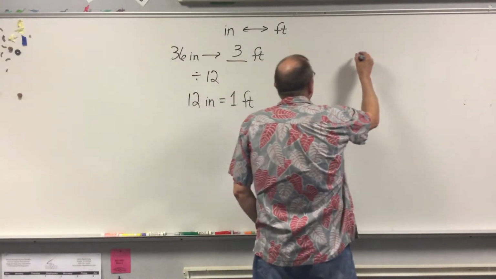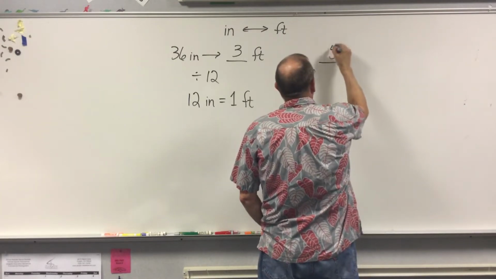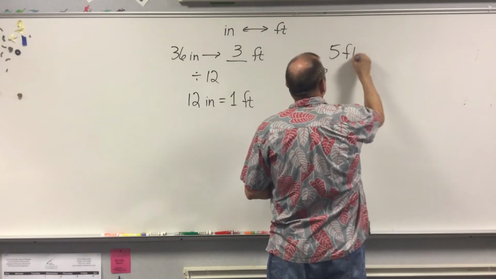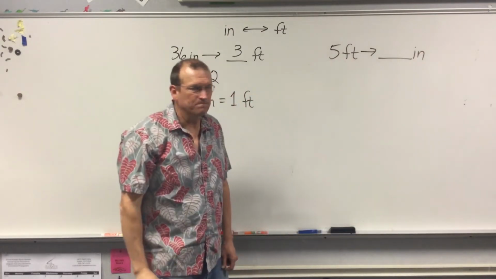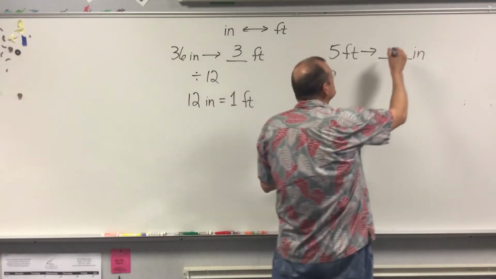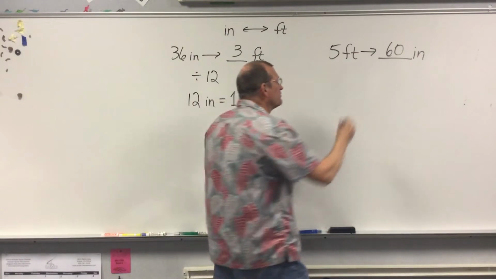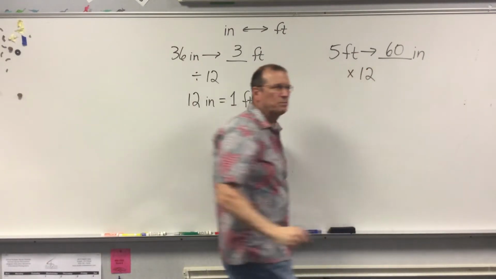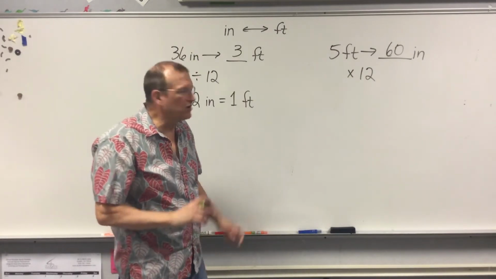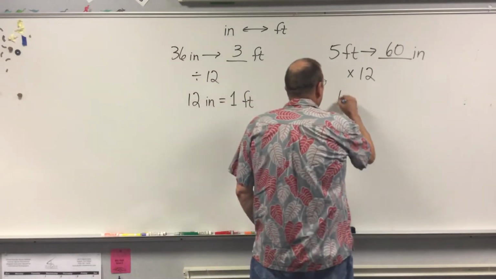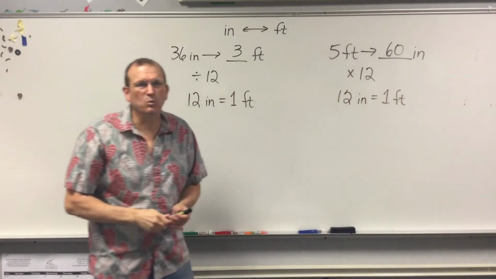Let's say this time I tell you I have 5 feet and I need to get that over to inches. Now again, most people would be able to quickly say, well, that's 60. And if I ask you, well, how did you get there? You say, well, I multiplied by 12. And then when I ask, well, why did you multiply by 12? Most people will come back with, again, because there's 12 inches in 1 foot.